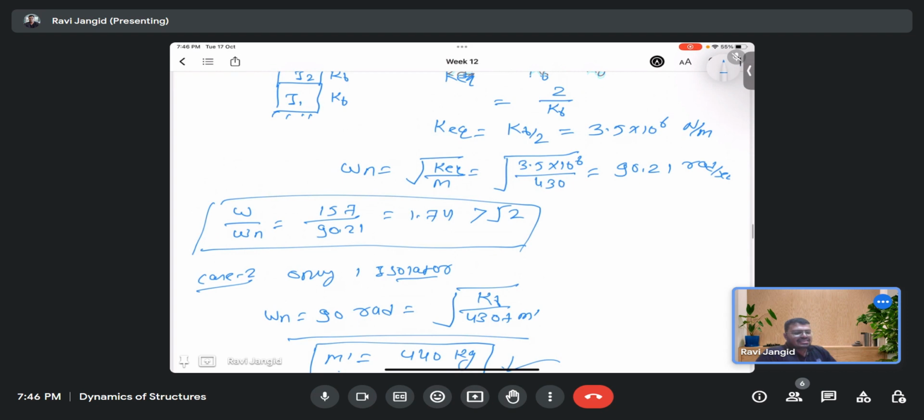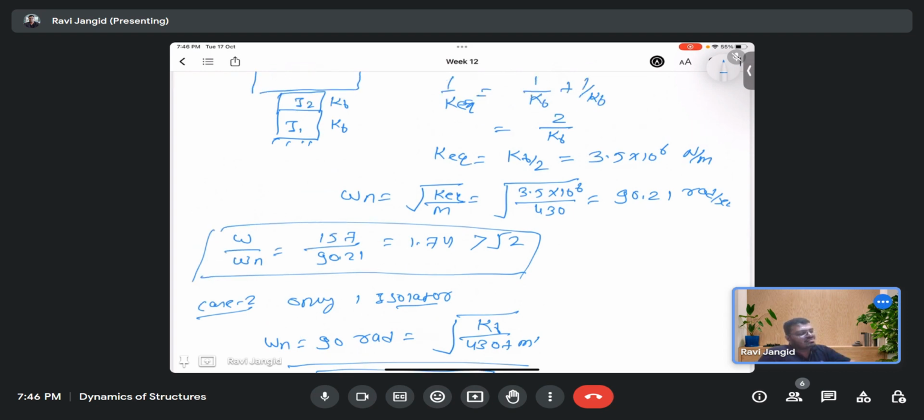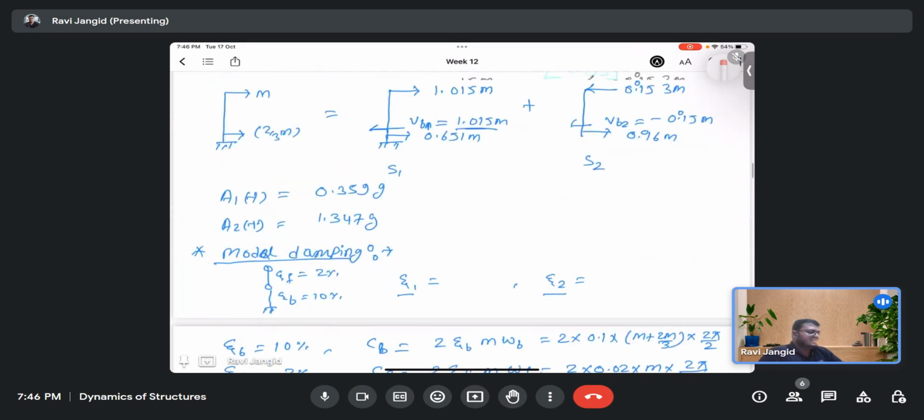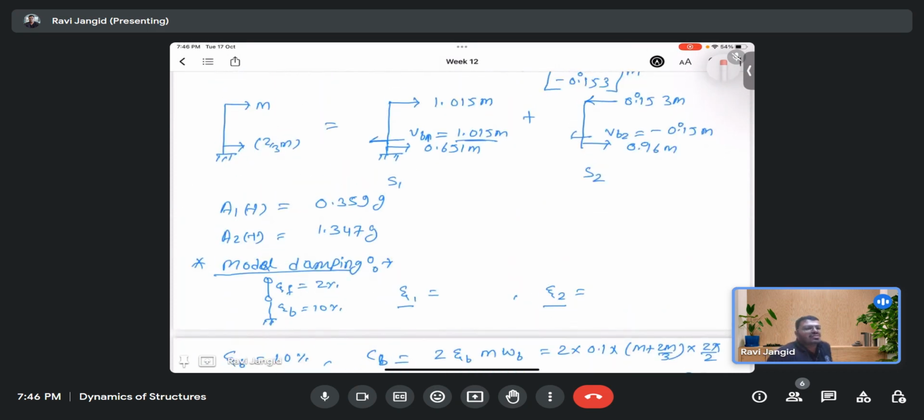These are simple questions, but for the isolation, what we have discussed in question 4 was how to solve the isolator if you are given a building. So now I hope you can solve the building if we have applied the isolator. Any doubt in this case? Any of the questions?